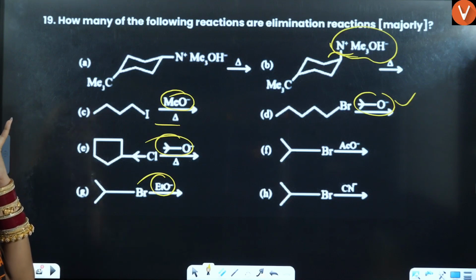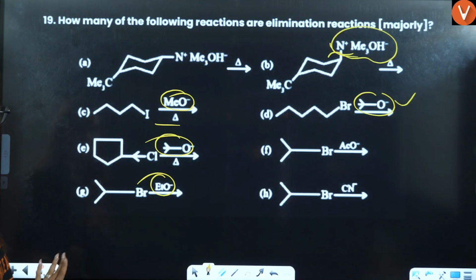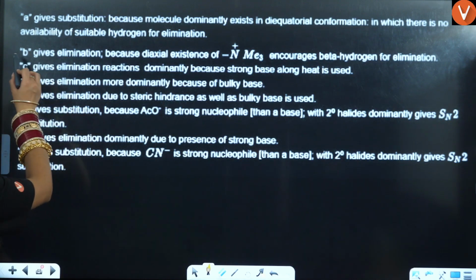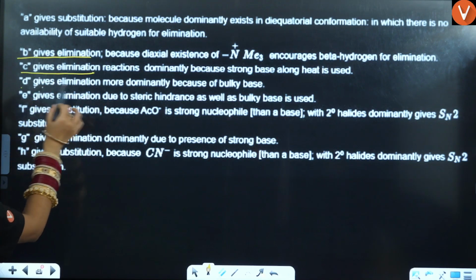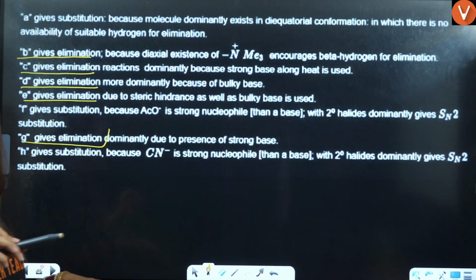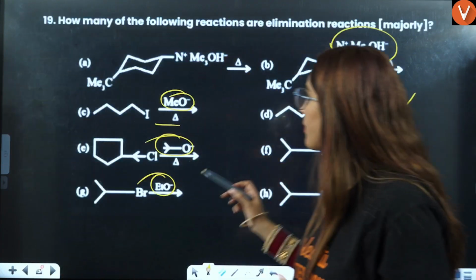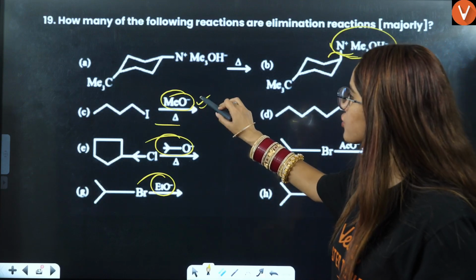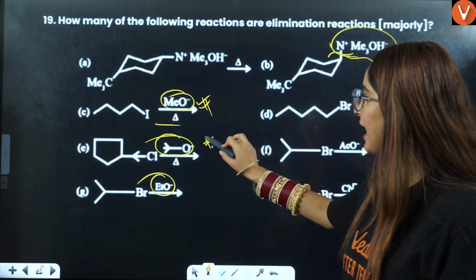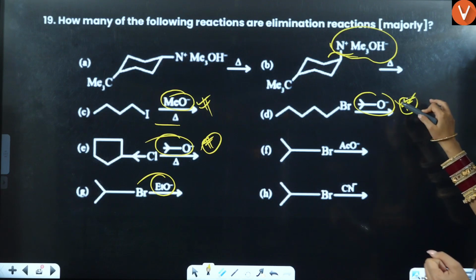So according to me, it's B, C, D, E, G. 5 will show the elimination reaction. Let us see. B, C, D, E, and G. Yes, all of them are showing elimination reaction. Okay, for this you need to have knowledge about reagents. This is a very strong base. This is a very heavy base. This is also a heavy base.